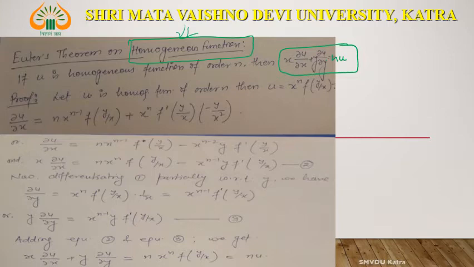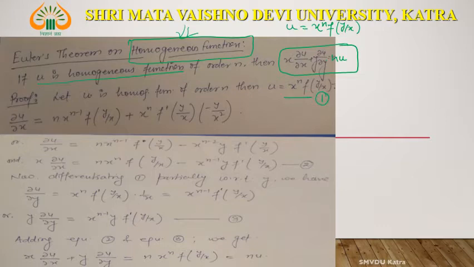If u is a homogeneous function of order n, then by the definition of homogeneous function, which we already studied, u can be written as x to the power n into a function of y by x. Since in the statement it is given that u is a homogeneous function, u can be written as x to the power n into f of y by x. Right? What we have to evaluate? We have to evaluate x into del u by del x plus y into del u by del y. Right? Then consider this is equation number 1.